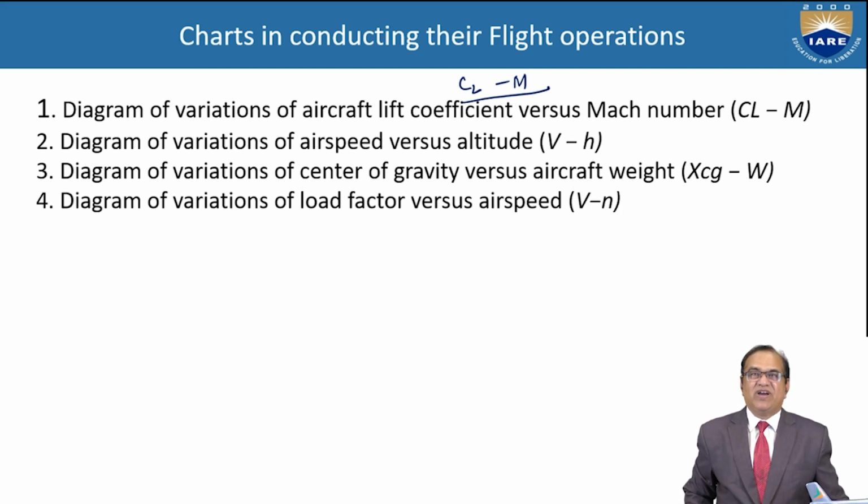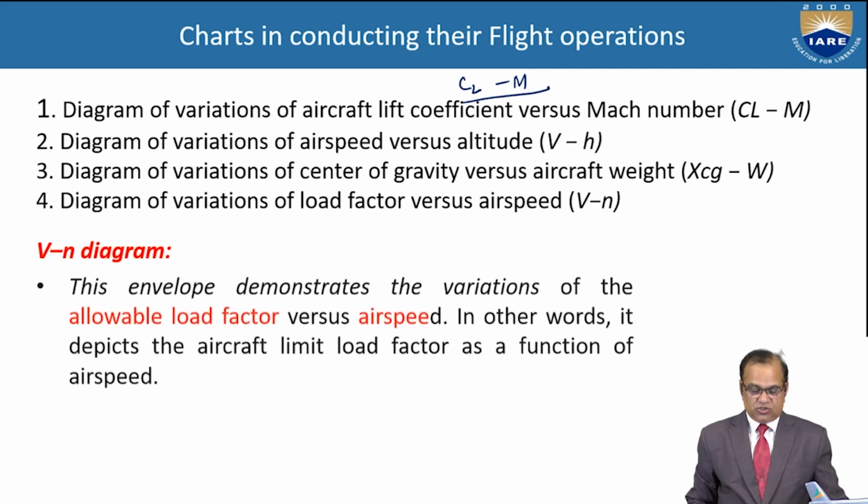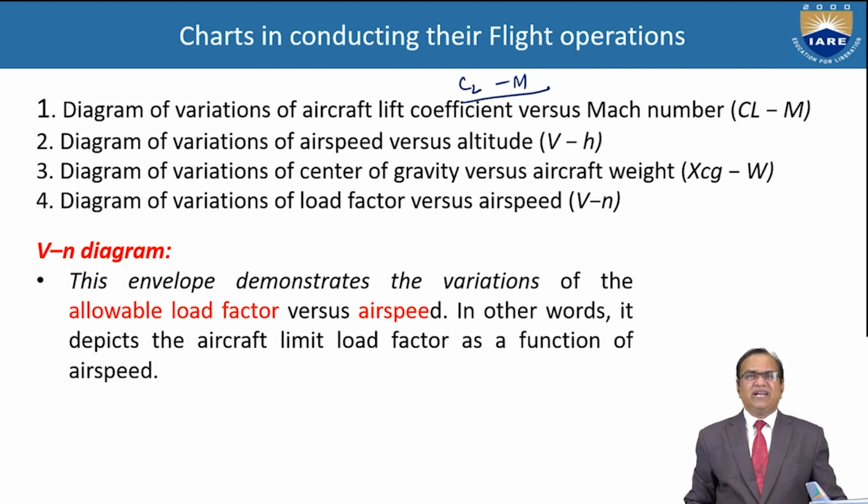That is the diagram of variation of load factor, that is N versus airspeed V. It is called the VN diagram. So now we will be discussing the VN diagram in detail. This VN diagram is the envelope demonstrating the variation of the allowable load factor: how much it is allowed without any deformation of the body, without any failure of the body. So allowable load factor versus airspeed, that is N versus V.